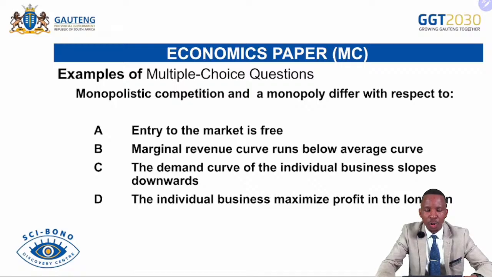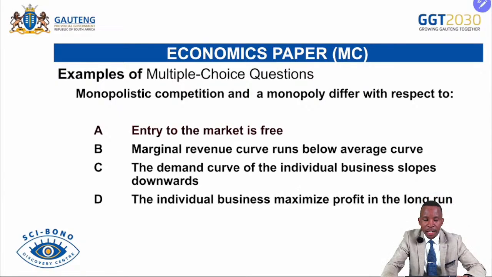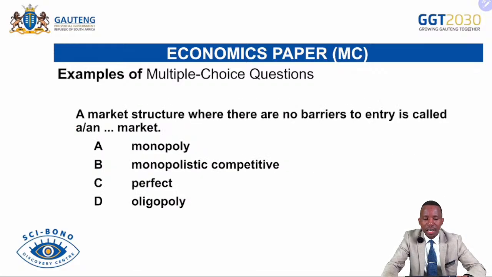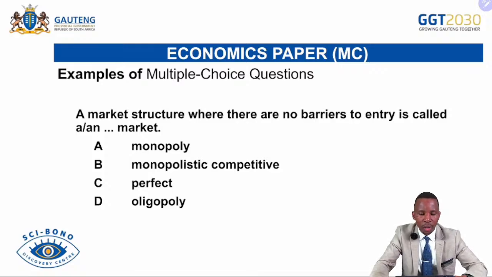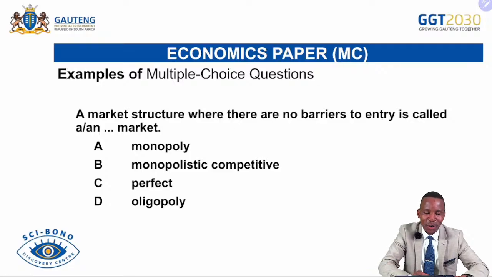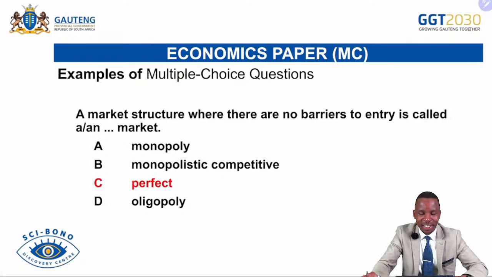And then we continue. Monopolistic competition and a monopoly differ with respect to: entry to the market is free; the marginal revenue curve runs below the average revenue curve; the demand curve of the individual firm slopes downward; the individual business maximizes profit in the long run. Then you analyze your responses, and you can see the entry into the market is free. A market structure where there are no barriers to entry is called... We have the monopoly, monopolistic, the perfect, and oligopoly. In this case, we have the monopolistic and we have the perfect. We know that under monopolistic competition we also don't have barriers to entry.